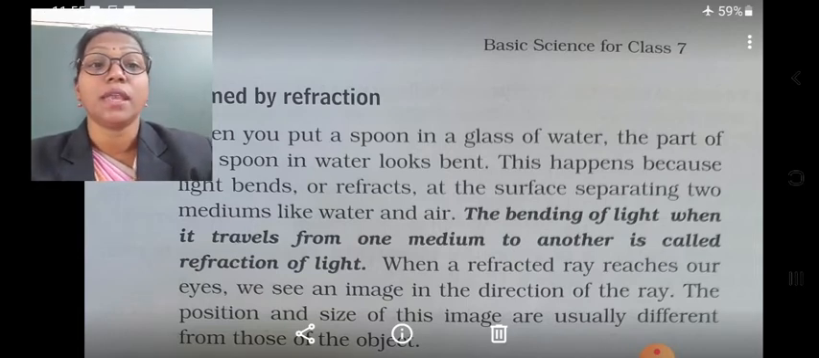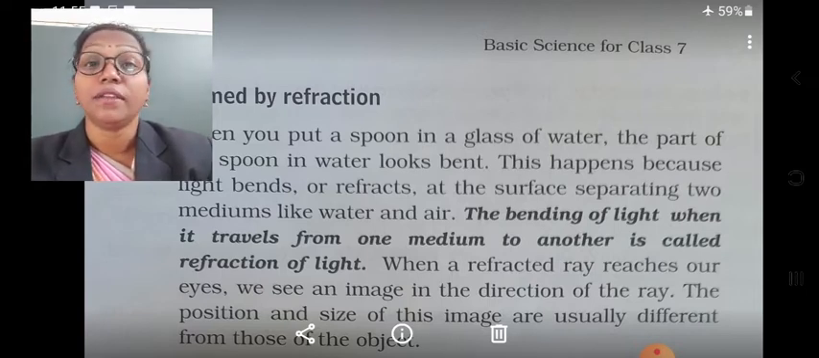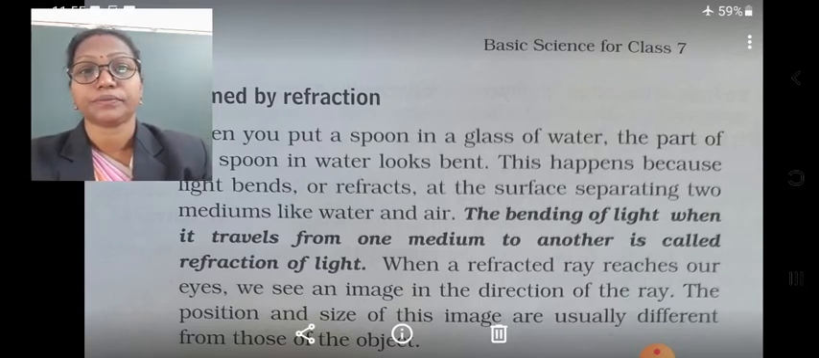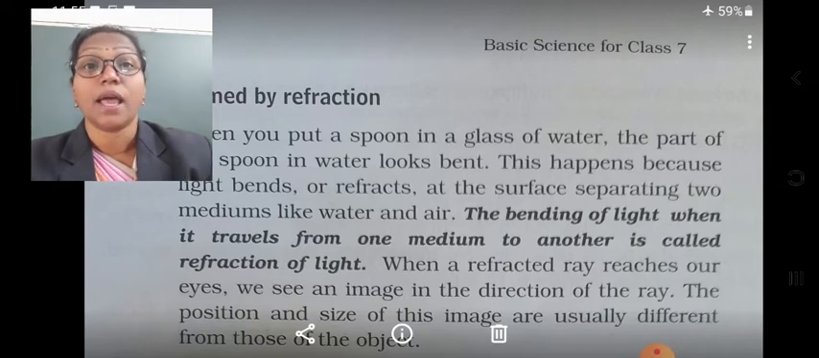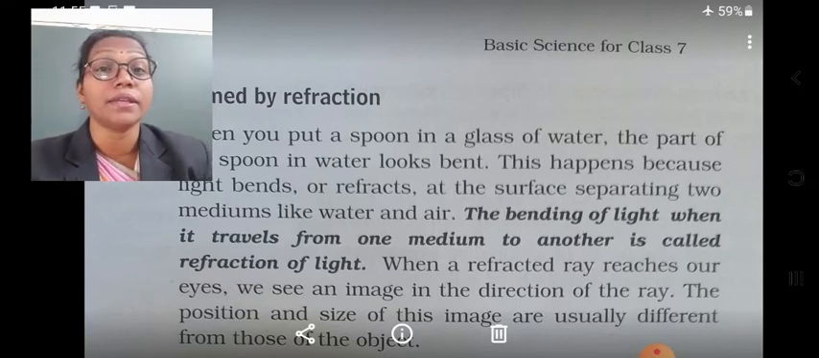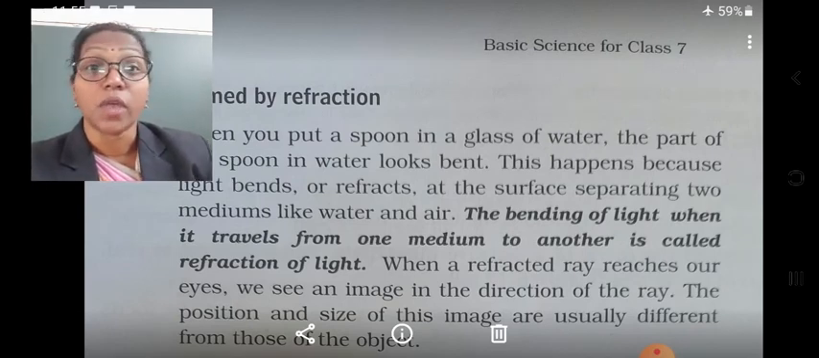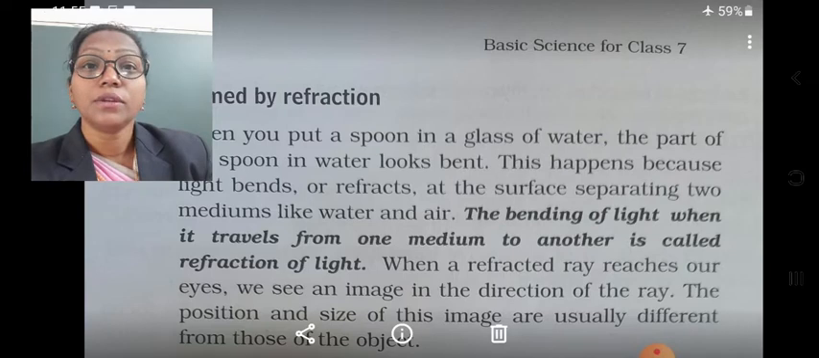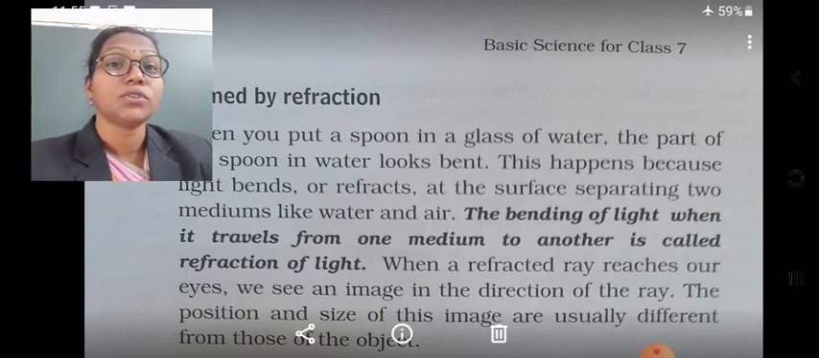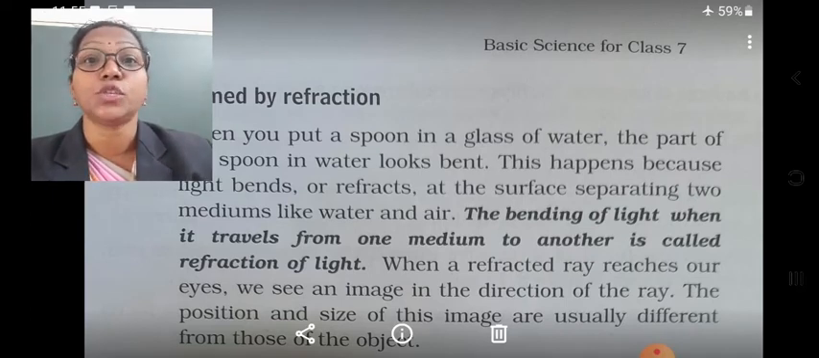The position and size of the image will be different, because we know that when we look through a glass of water from the other side, when we put our hand on the other side and look at it, we can see the lines of our palm enlarged, and also the exact shape of our palm cannot be seen. That is due to refraction.